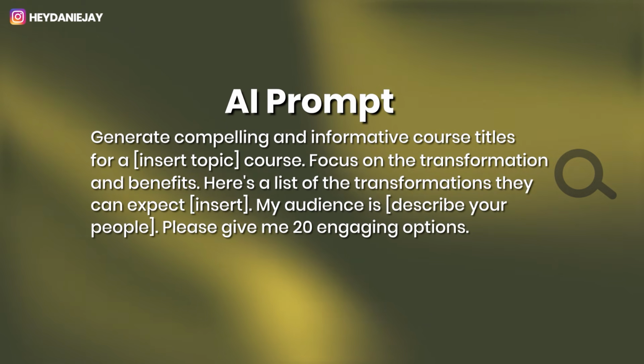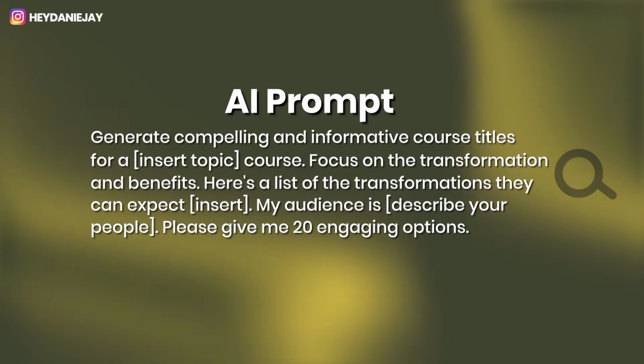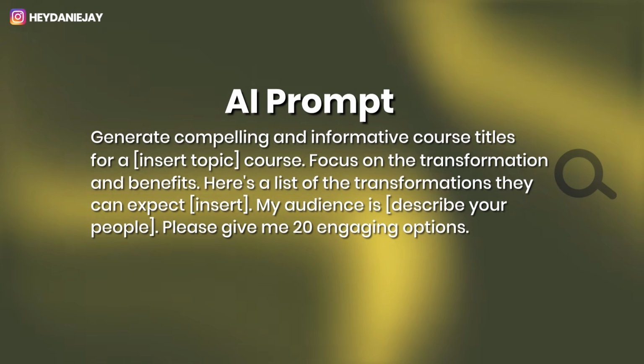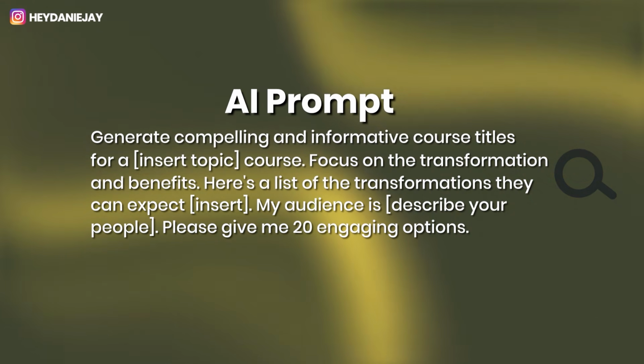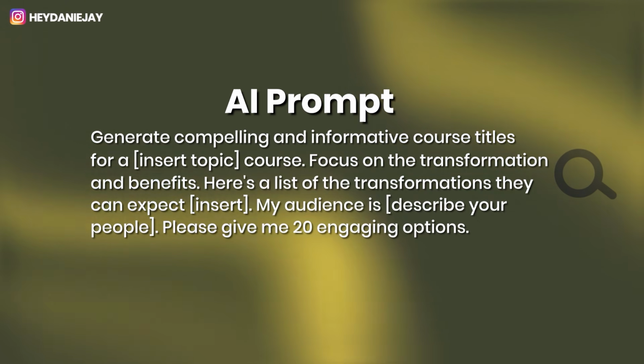If you need help naming out your course, type this in. Generate compelling and informative course titles for, and insert your course topic. Focus on the transformation and benefits. Here's a list of the transformations that my students can expect. Add those in. My audience is, and then get really specific in describing your audience. And then ask AI to give you 20 options. From there, you can play around with ideas and even combine ones that you like to make it your own.